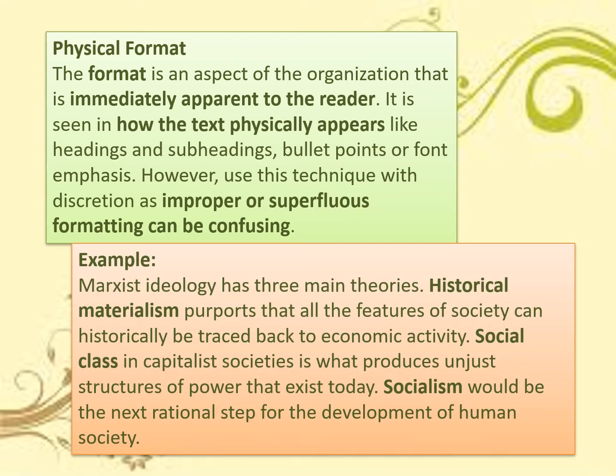Example: Marxist ideology has three main theories. Number 1 is historical materialism, which purports that all the features of society can be historically traced back to economic activity. And then the social class, in a capitalist society, is what produces unjust structures of power that exist today. And then the last one is socialism. Socialism would be the next rational step for the development of human society.